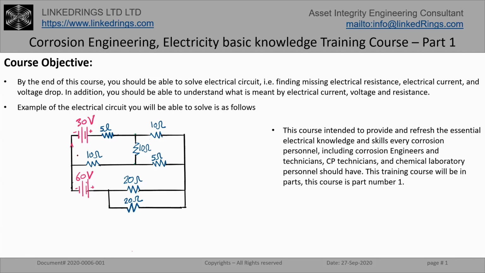Here we have a group of electrical resistances connected in different ways and 2 sources of electrical voltage. By the end of this course, we will be able to calculate the current passing through any of these electrical resistances. Also, we will be able to solve for the equivalent and find the equivalent electrical resistance between any 2 points.